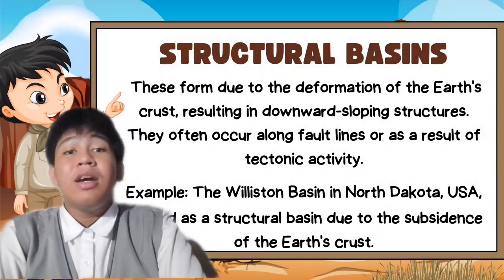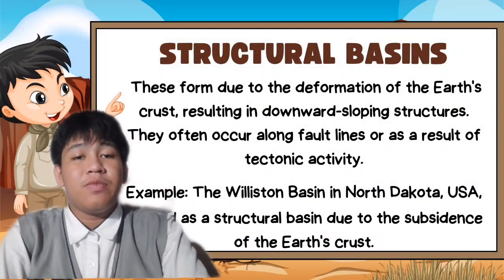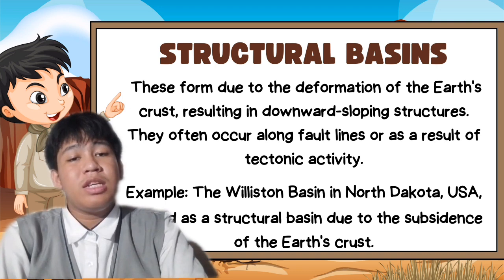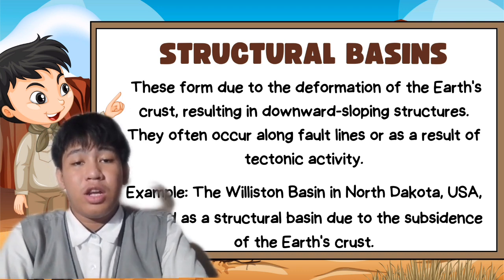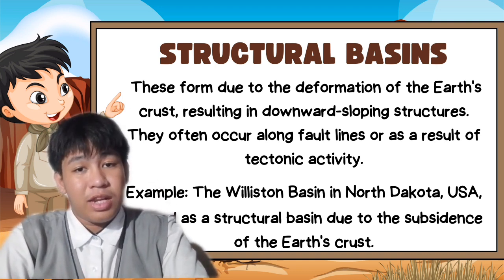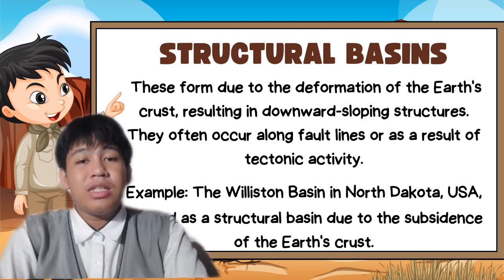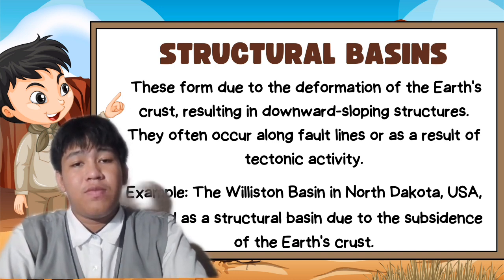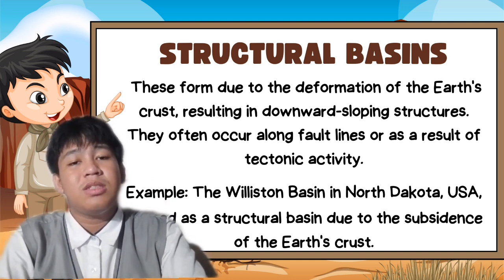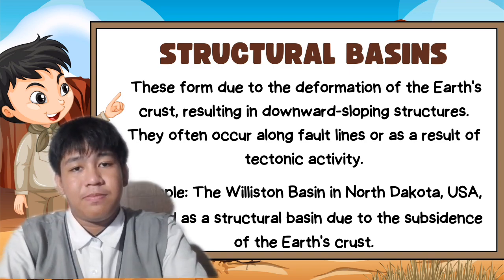Structural basins. These form due to the deformation of the Earth's crust, resulting in downward, sloping structures. They often occur along fault lines or as a result of tectonic activity. Example, the Williston Basin in North Dakota, USA, formed as a structural basin due to the subsidence of the Earth's crust.